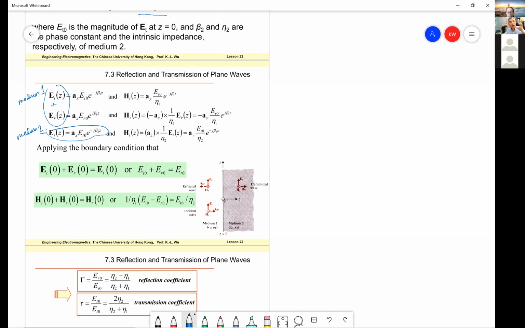Okay. When we add, this is a vector, right? We must vector add vector. So that means only the same component we can add, not the same component we cannot add. All right. We add the electric field, we add the magnetic field, in 2 different media.